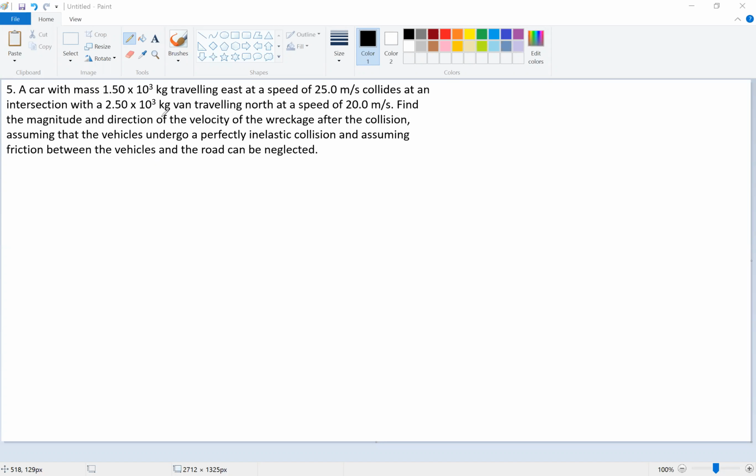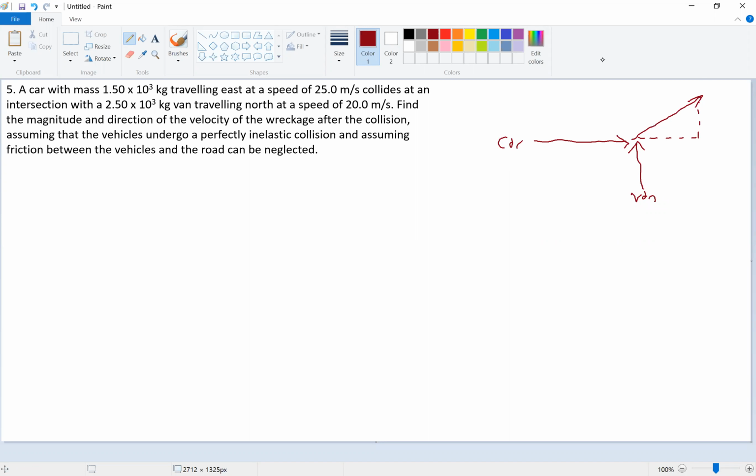So here we have the statement of the problem, and I'm going to draw a diagram that depicts what's going on. So basically we have a car here, and it's moving east. And we also have a van that's moving north. And at some point they collide, and then the resultant mass of car plus van starts moving in, let's say, this direction. And what we want to find is the resultant velocity vector.